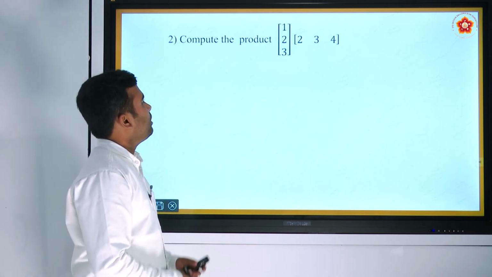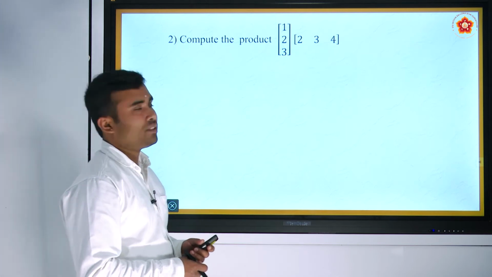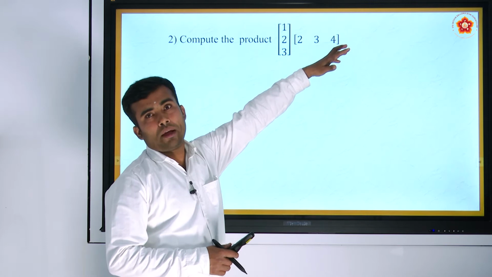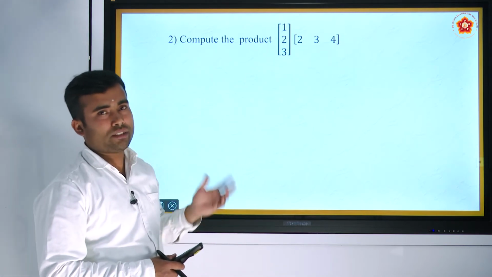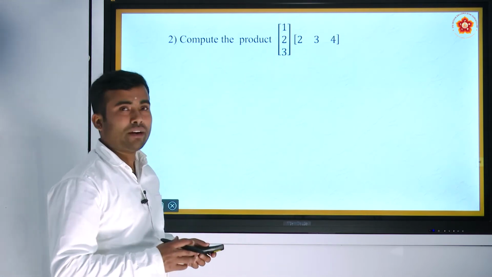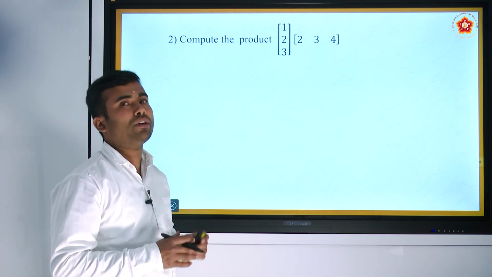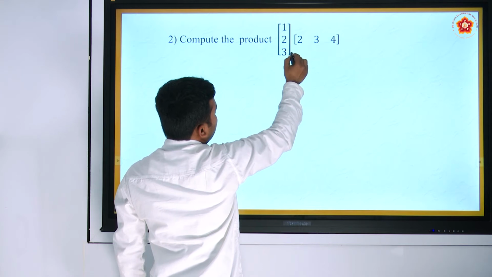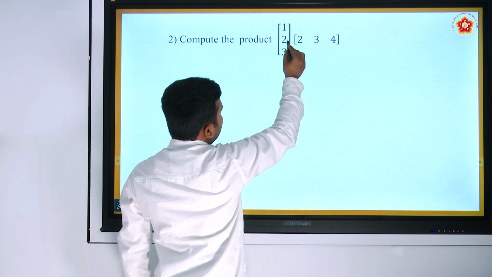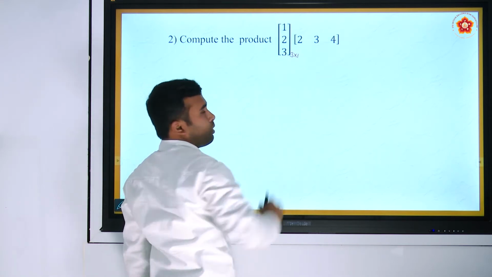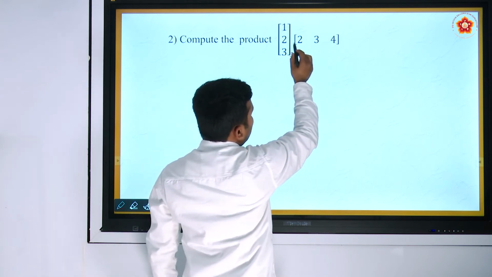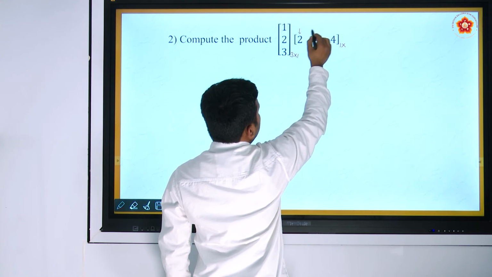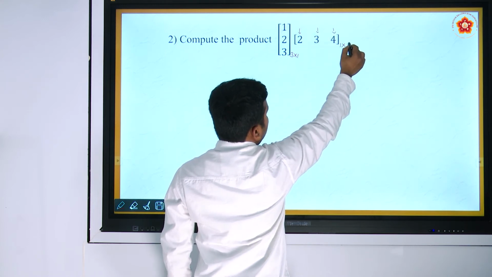Next example. Compute the product of 1 2 3 and 2 3 4. Before we do multiplication of two matrices, we have to observe the order. What is the order of this? Number of rows 1 2 3. There are three rows and only one column, and here there is only one row but there are three columns, 1 2 and 3.